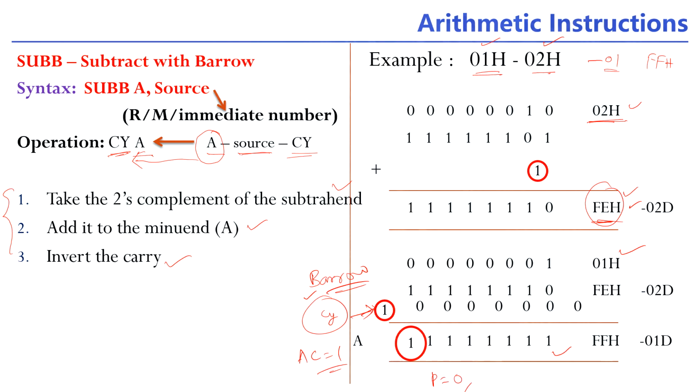And one more important thing here: if any one of the carries is generated, then only overflow is equal to 1. In this case, overflow is also equal to 0. This is about the subtraction instruction.